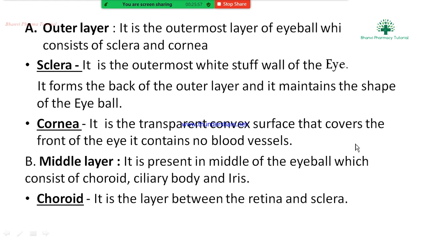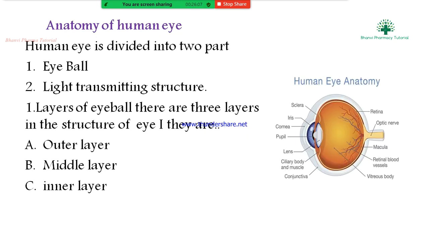Next, cornea. Cornea is the transparent convex surface that covers the front of the eye. It contains no blood vessels. You see the cornea, this is the cornea covering. It does not contain blood vessels.